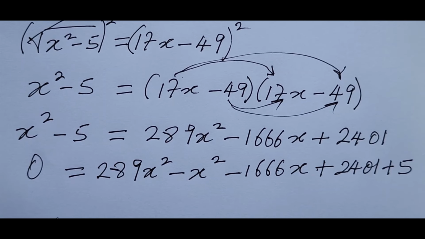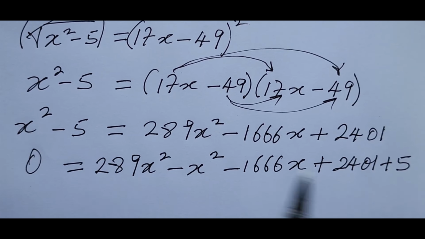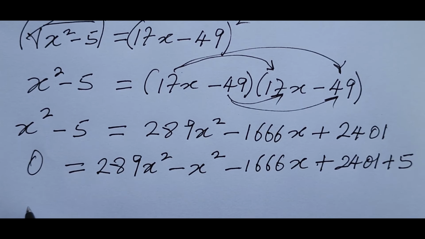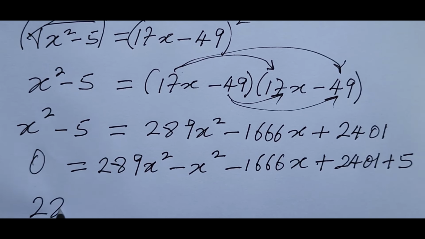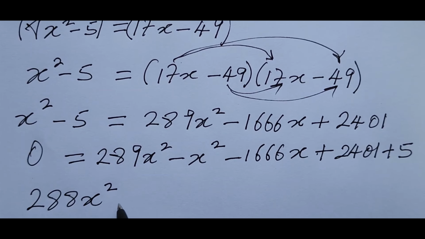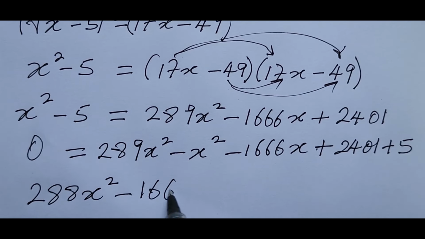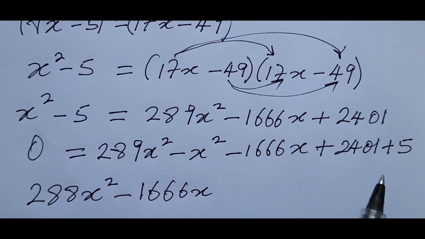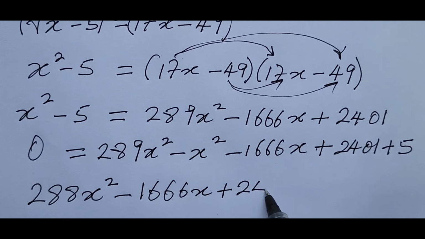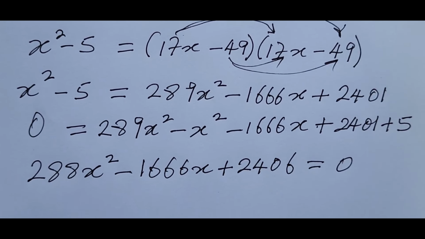So from what we have here, it is pretty easy now. We can move all quantities down to this side and put our 0 on this other side. So if we carry out our simplification, this is going to give us 288x to the power of 2, then minus 1666x. If we add these two, this is going to give us plus 2406, everything equal to 0.